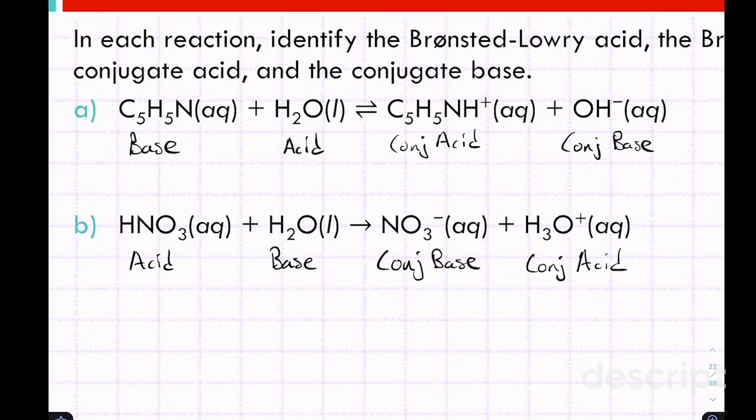So really, all you have to do is look for what is losing a proton, what's losing one hydrogen going from left to right, or what's gaining a hydrogen going from left to right. If it loses a proton, then it's an acid. If it gains a proton, then it's a base. Yeah? Because the definition is all about the transfer of protons or OH minus.